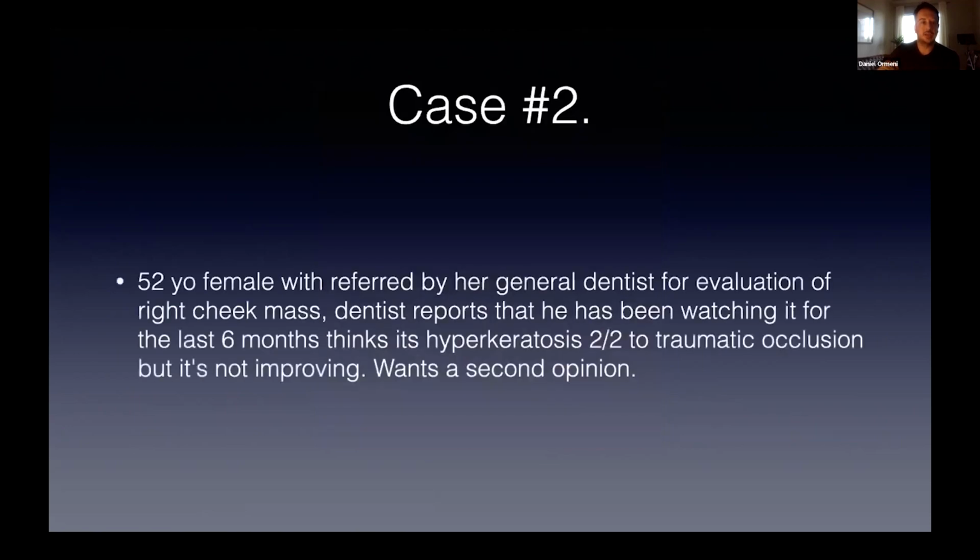So, next case, you have a 52-year-old female referred by the general dentist for evaluation of a right cheek mass. The dentist reports that he has been watching it for the last 6 months and thinks it's hyperkeratosis secondary to trauma, but it's not improving. He wants a second opinion. What would you like to know? I'd begin with the history of present illness.